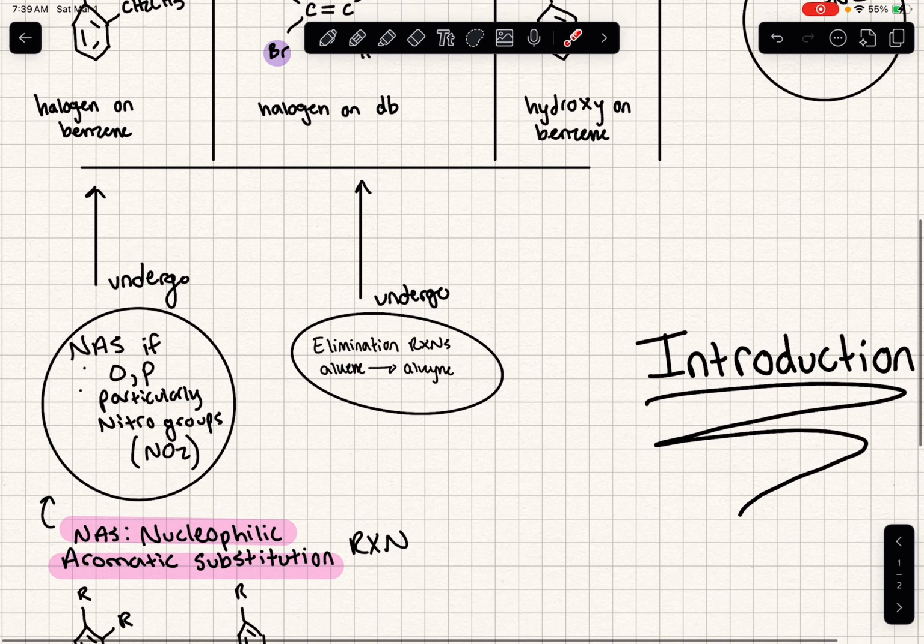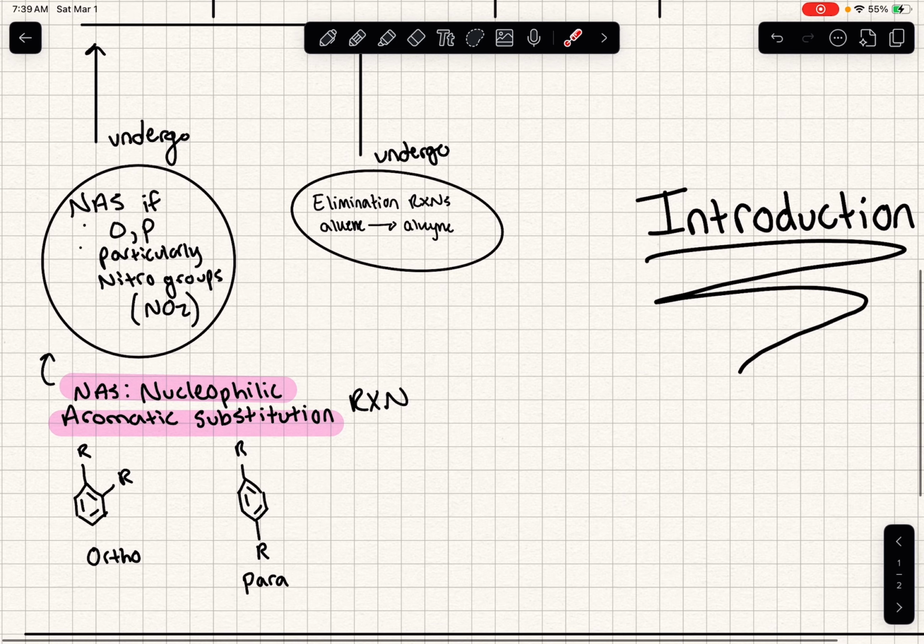So if you look here, I have a review of what ortho and para are. So ortho, two groups on adjacent carbons on a benzene ring. Para, two groups on opposite carbons of a benzene ring.